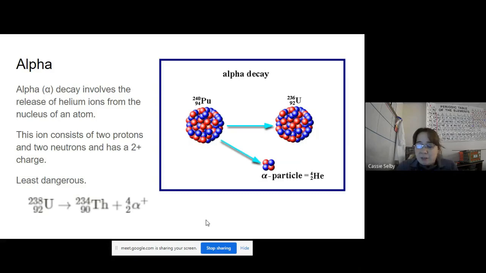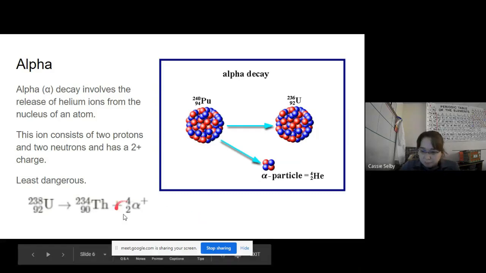So alpha decay is the least dangerous. It's the largest, and it's not really that harmful. Alpha decay is when an atom breaks apart into two, but one part is so big it's almost the size of a helium atom. Because the piece that breaks off is so big, it can actually just bounce off your skin. So it's not really harmful at all. This particle consists of 2 protons, 2 neutrons, and has a +2 charge.